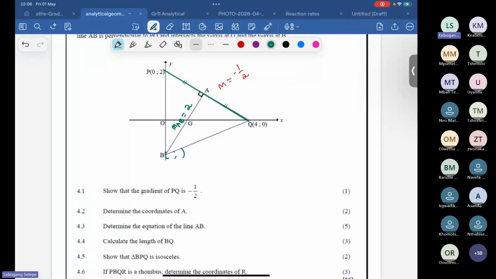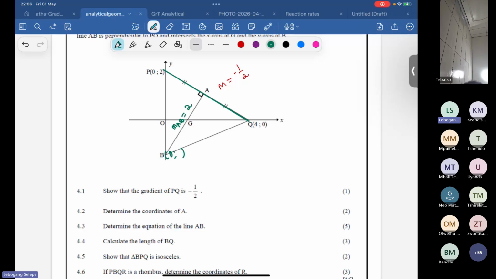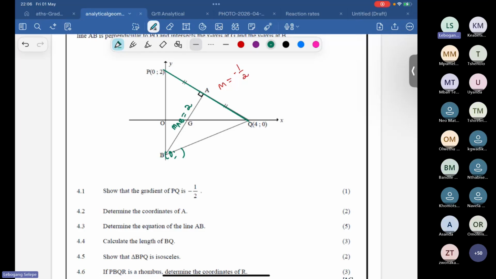Do we have the x value of B? Yes, it's 0. It's a y-intercept. The x value is 0. What we need to figure out is the y value. And how are we going to figure out the y value? We have the gradient and we have the coordinates of A, so we can create a formula. We can use the gradient formula.